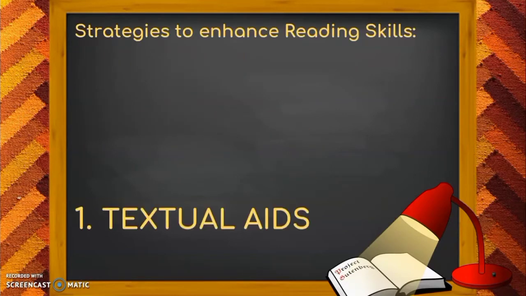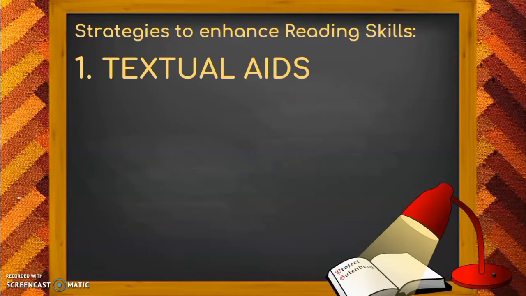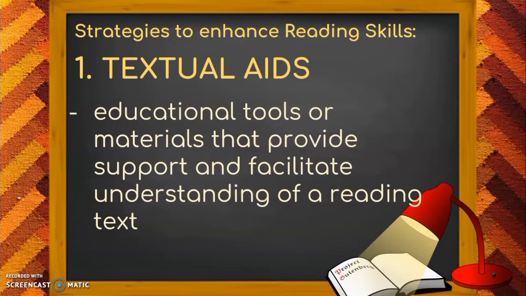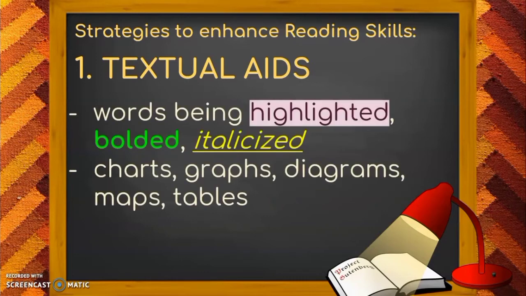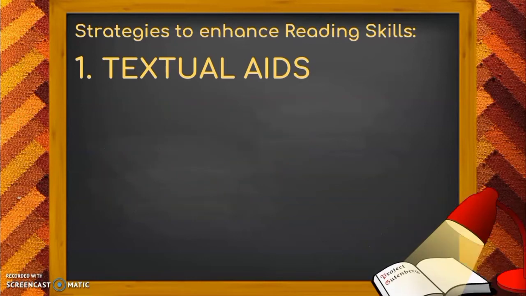First tool are textual aids. These are educational tools or materials that provide support and facilitate understanding of a reading text. These could be in the forms of a written or printed text and other ways of emphasizing the essential points. When you are reading and some of the words are highlighted or bolded or italicized, those are textual aids. Sometimes, this can also be in a form of charts, graphs, diagrams, maps, or tables for you to better understand the interpretation of what you are reading.